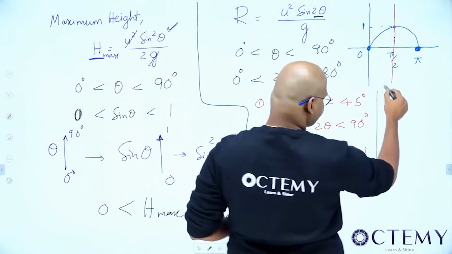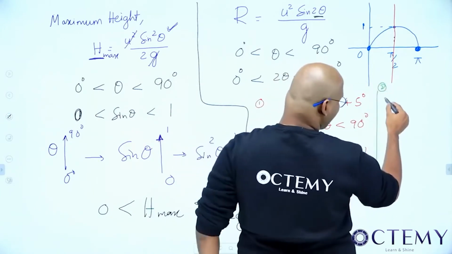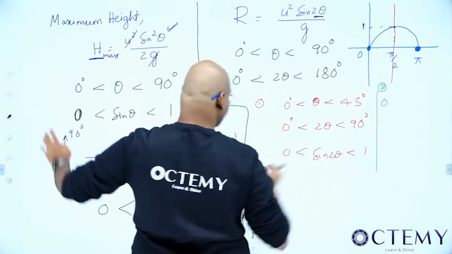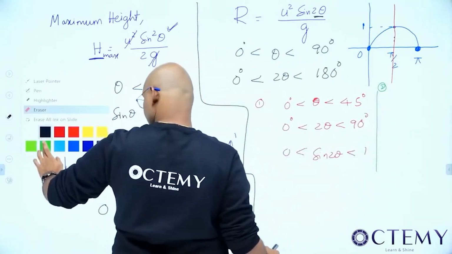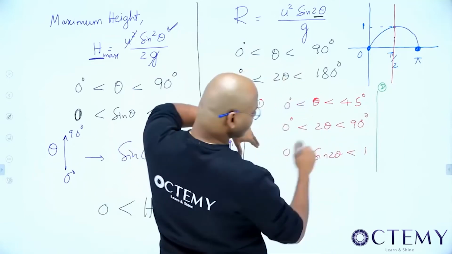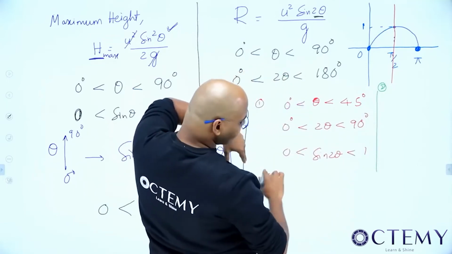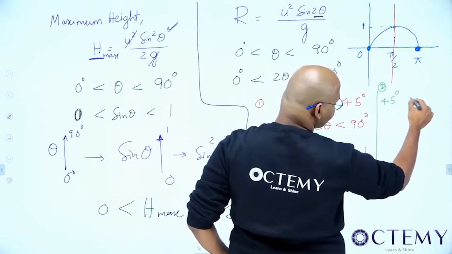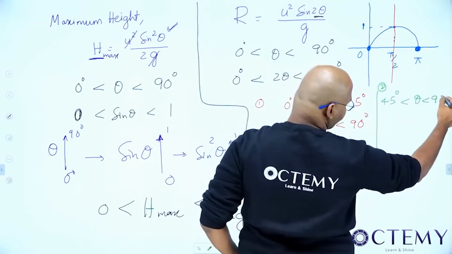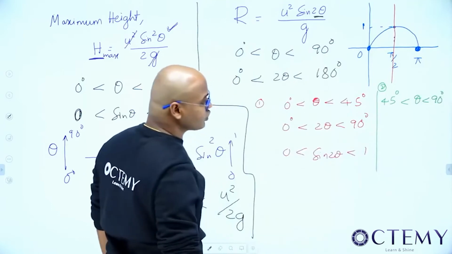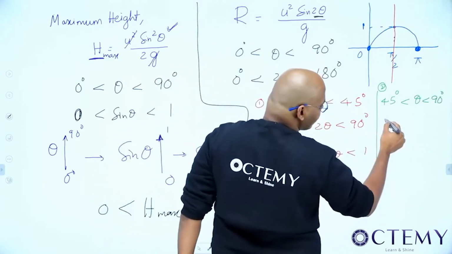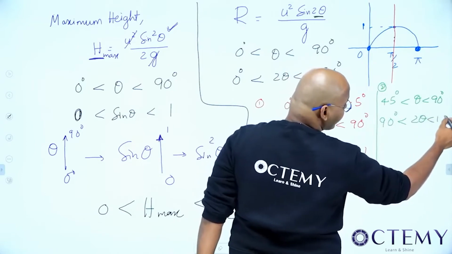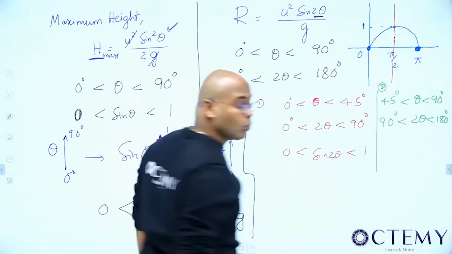In the second case, when theta is changing from 0 to 45, 2 theta is from 0 to 90, so sine 2 theta is from 0 to 1. Now when theta is changing from 45 degrees to 90 degrees, 2 theta will change from 90 to 180 degrees.